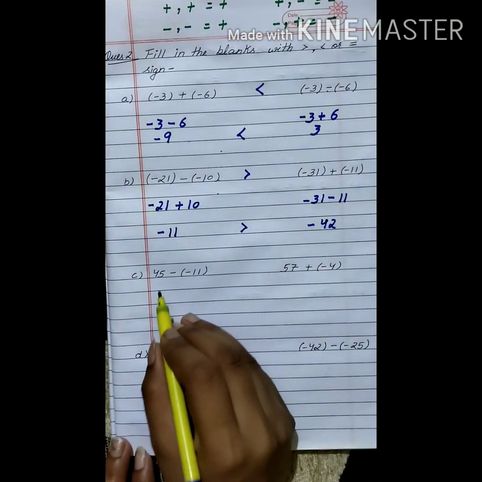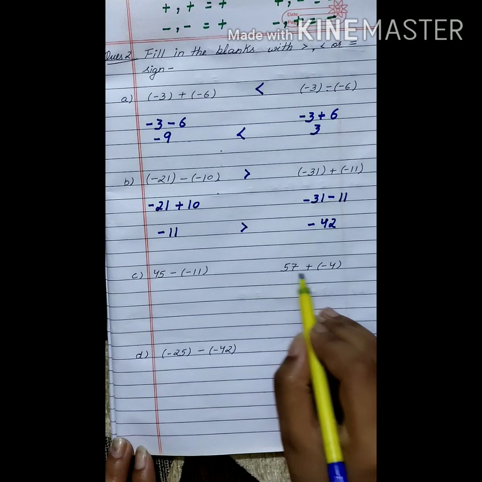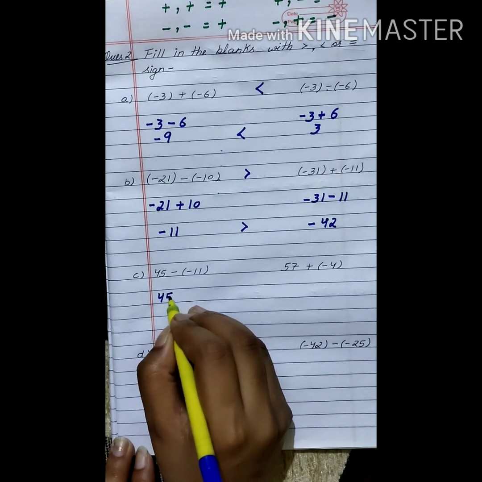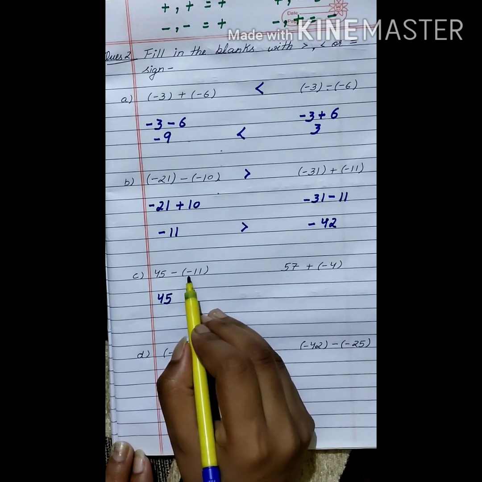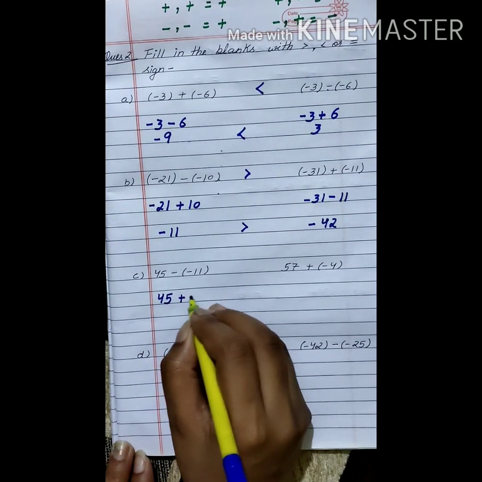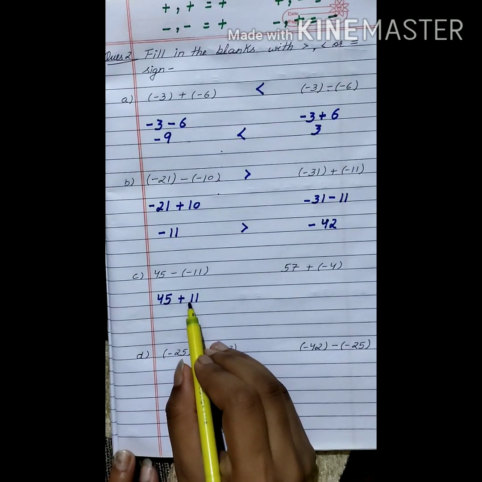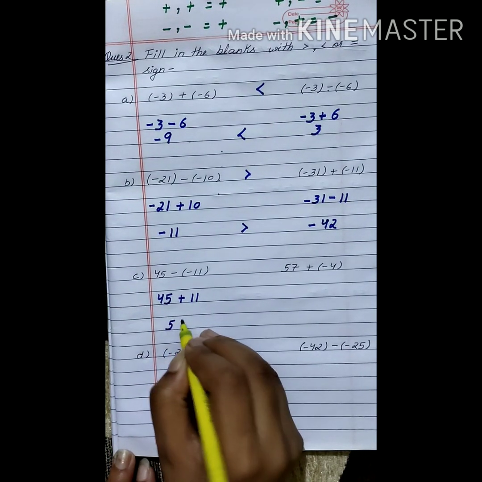C part. 45 minus minus 11, 57 plus minus 4. Firstly we will solve this side. 45 minus minus plus, so these signs will convert with plus sign. Now 45 plus 11 is equals to 56.